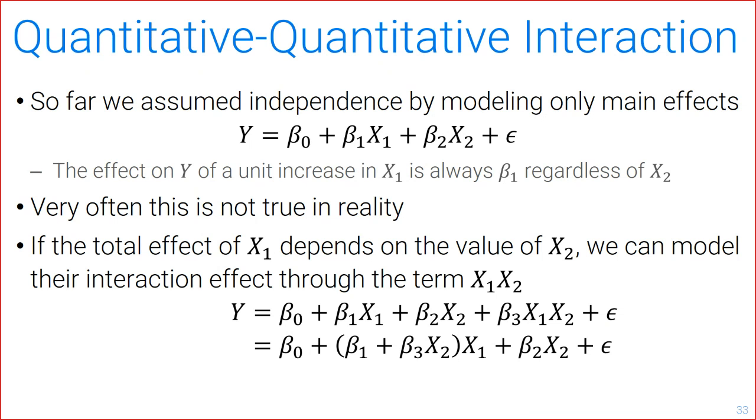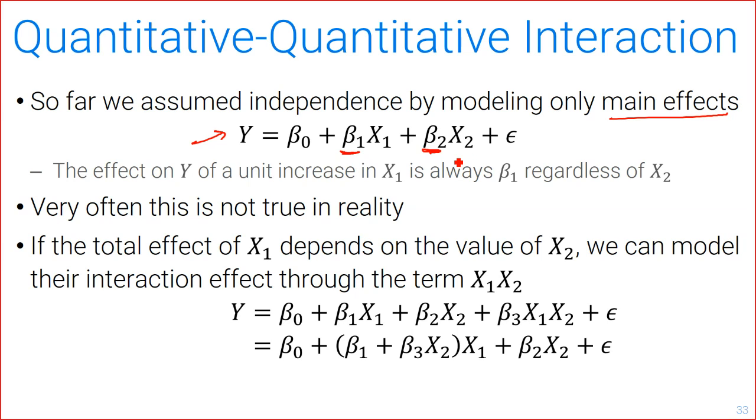So let's see. First of all, maybe it's a good idea if I remind you what an interaction effect is. When we have a model like this one, what we're modeling is main effects. So beta 1 is modeling the main effect of x1, and beta 2 is modeling the main effect of x2. This coefficient models the effect of the variable.